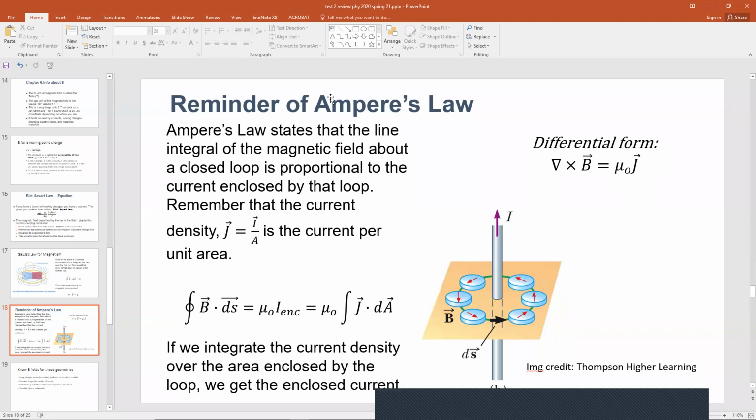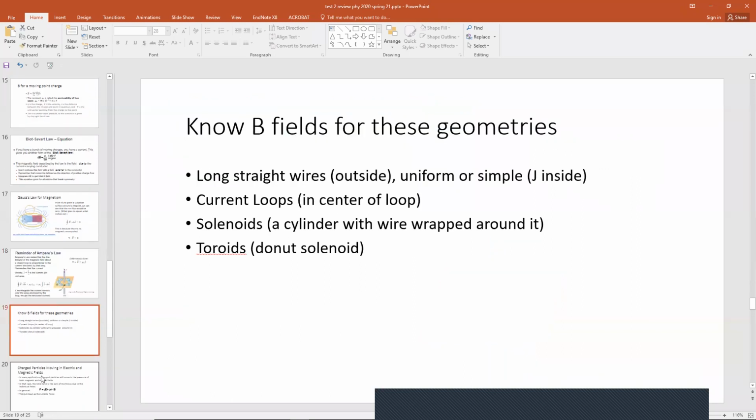Okay, now in its differential form, which we derived using vector calculus in another lecture, Ampere's law can be stated as the gradient cross B is equal to mu naught times J. So this is the curl of B is equal to mu naught J. And basically what that's saying is that the sources of magnetic fields are currents, and the magnetic fields created by these currents will encircle the current, okay? You should know and be able to derive magnetic fields for the following geometries: long straight wires, outside or inside, okay?